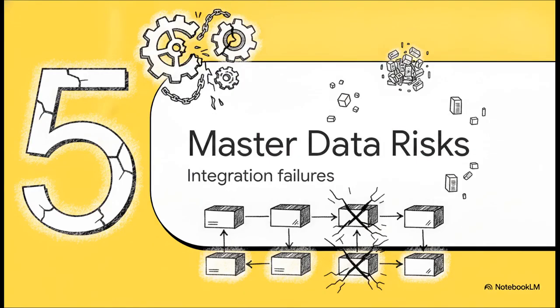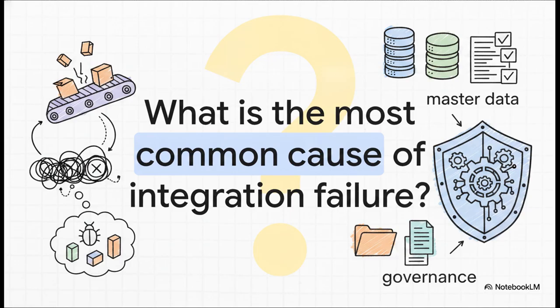Okay, shifting gears to Section 5, Master Data Integration Risks, Anticipating What Breaks Between Systems. As a project manager, you have to anticipate where things are going to break down before they actually do. So what is the most common cause of SAP integration failure between TM, EWM, and S/4HANA? When a shipment fails to process, you might immediately think it's a bug in some custom code or a massive architectural flaw. But I'll tell you right now, based on countless project postmortems, the culprit is almost always master data.